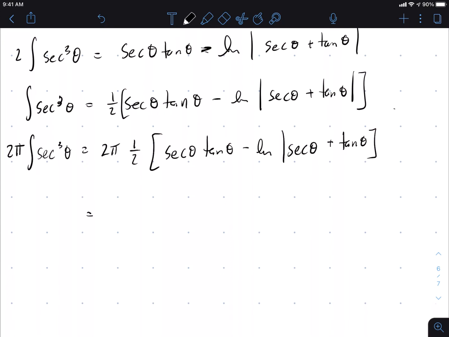I'm going to get pi secant theta tangent theta minus pi ln of secant theta plus tangent theta. But now we got to go back to the triangle.